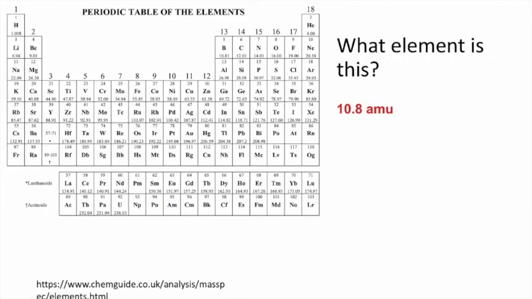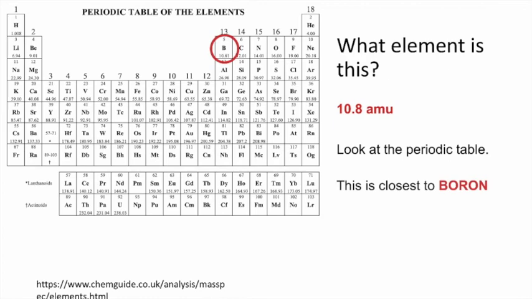Now the last thing we have to do is figure out what element this is. And what we're going to do is go to the periodic table. We're going to look at the average atomic masses of the various atoms, and we see that the one that's closest to 10.8 is boron. Now when you get these kind of questions, it might not be perfect. You look for the one that's the closest. But in our case, boron is the one that makes more sense.